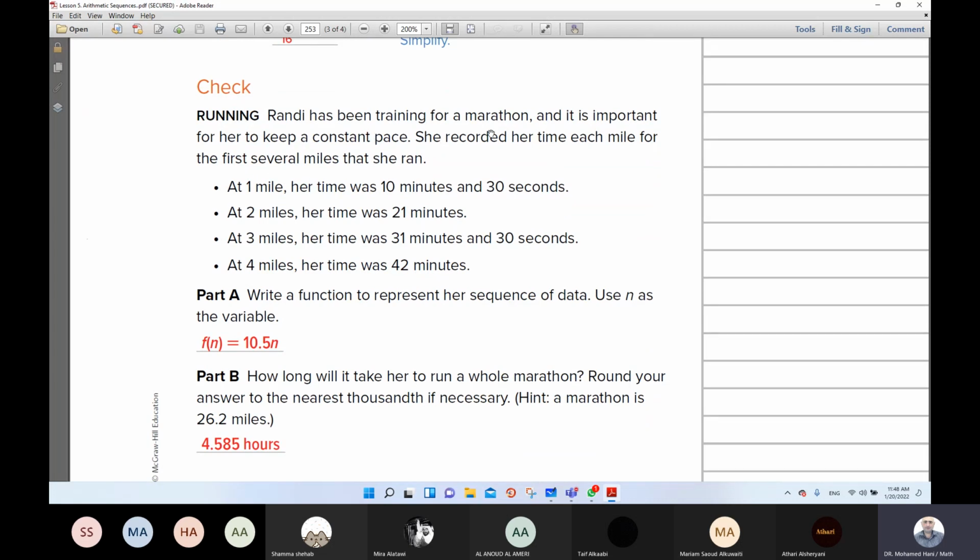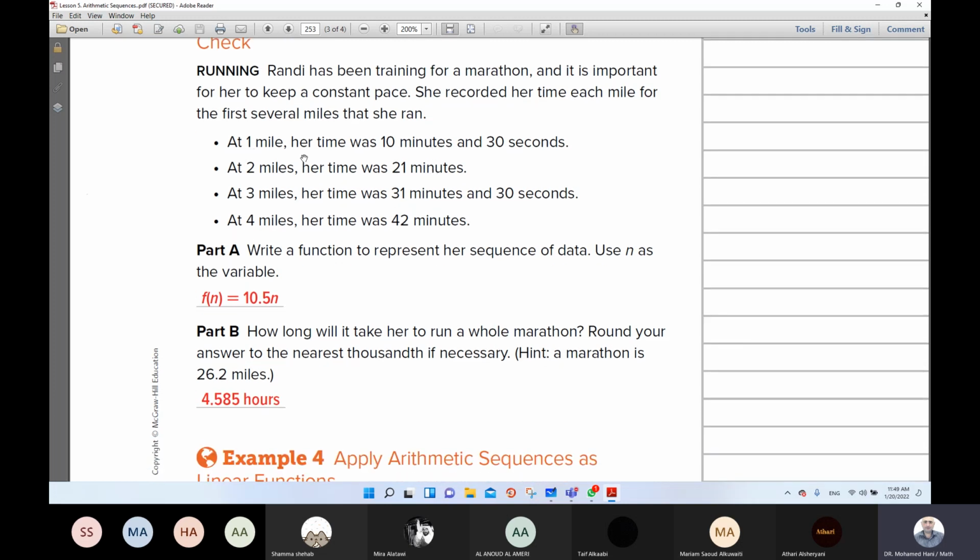Randy has been training for a marathon, and it is important for her to keep a constant pace. She recorded her time each mile for the first several miles that she ran. 1 mile here, time was 10 minutes and 30 seconds. And 30 seconds means half of 1 minute, so 10 minutes and a half. And here 2 miles, time was 21 minutes. Then 3 miles, time was 31 minutes and a half. At 4 miles, time was 42 minutes.